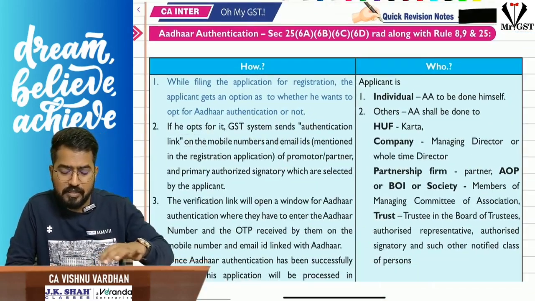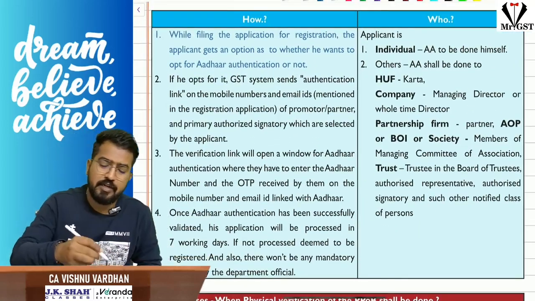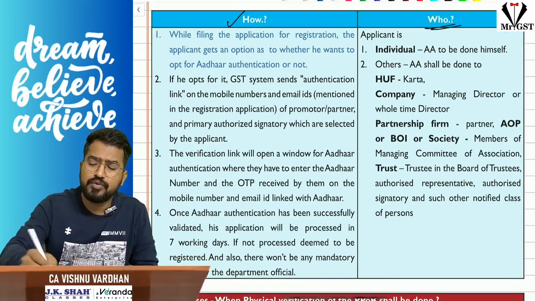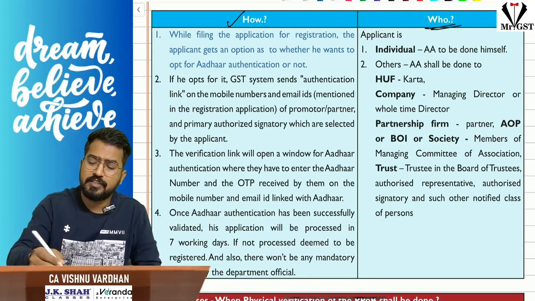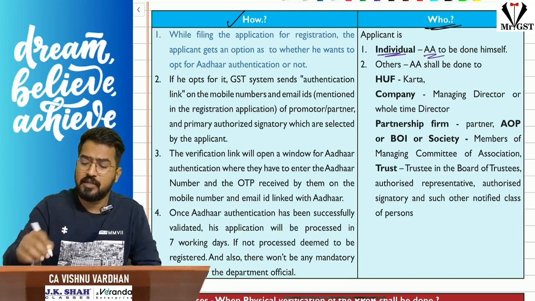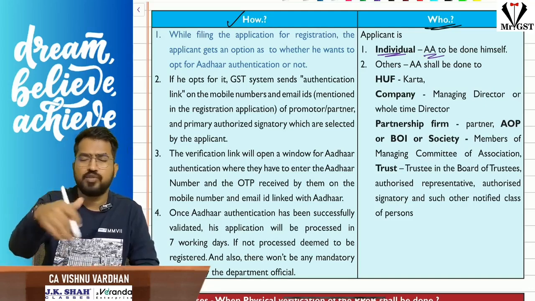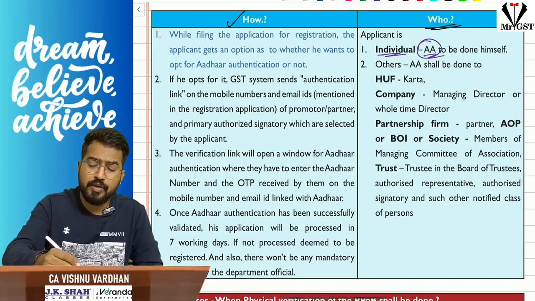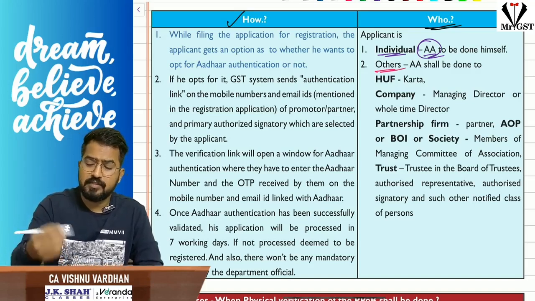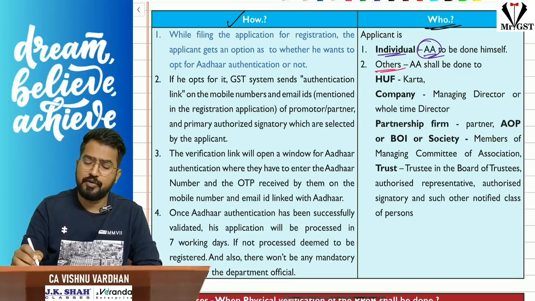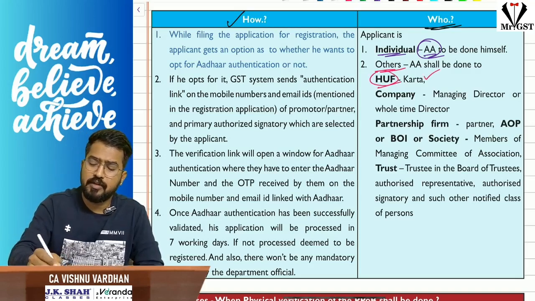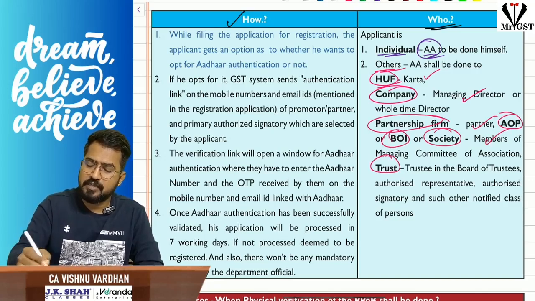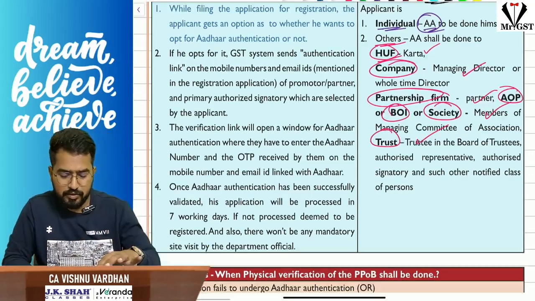So I told you how Aadhaar authentication is done, that is clearly mentioned here. And who should get the Aadhaar authentication done? Aadhaar authentication should be done by the individual. If the applicant is an individual, it is done for himself itself. Here AAM is not Allu Arjun Aadhaar authentication. Okay, if it is others, not an individual, then for HUF the Karta, for a company the managing director or full-time director, for a partnership firm the partners, for AOP or BOI or society the members, for a trust the board of trustees, those people's Aadhaar authentication should be carried out.